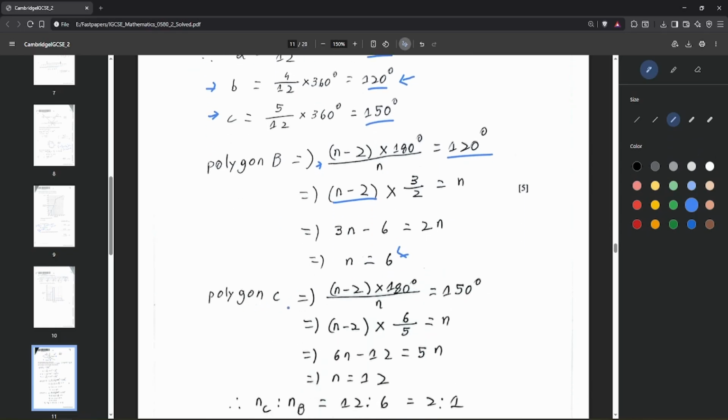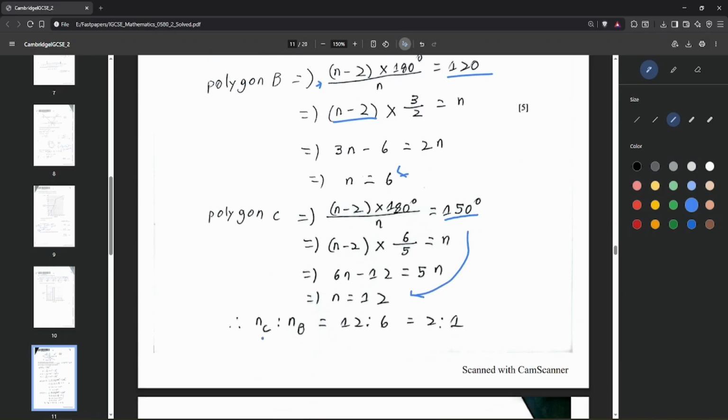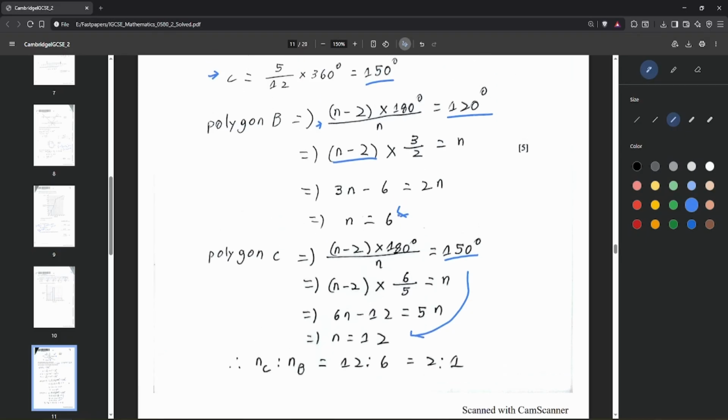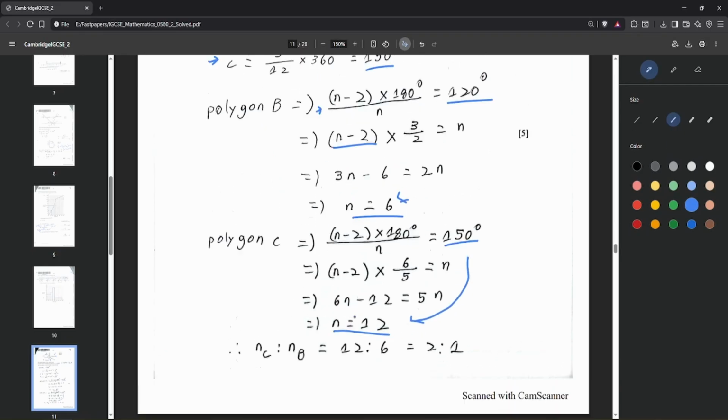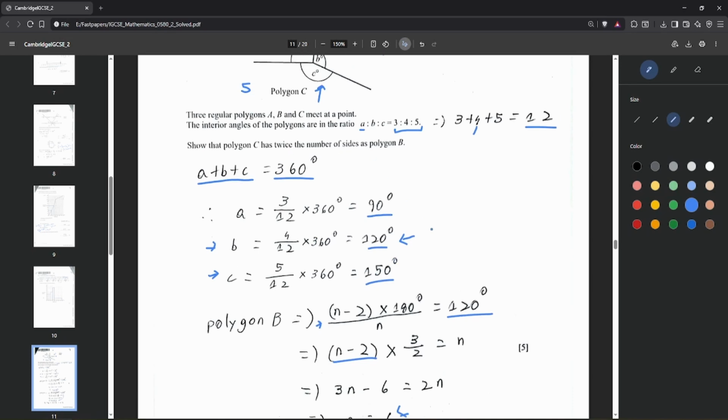Now we do the same for polygon C. Instead we use the value of 150. Now if we find the value of n, we get 12. So that means the number of sides of B is equal to 6 and the number of sides of C is equal to 12. So of course C has twice the number of sides as polygon B.